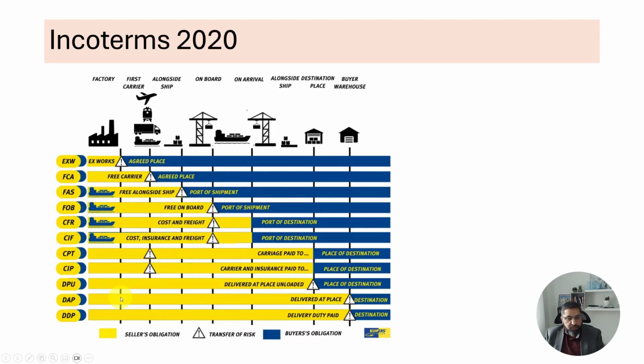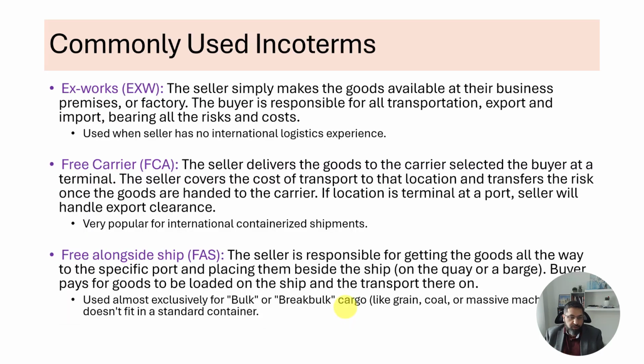And then DAP is where you deliver to the place, but the duty is paid by the buyer, or the tariffs are paid by the buyer. And DDP is where the seller will pay the tariffs. And obviously they build that into the price. If they're paying the tariffs, the price is going to go higher.